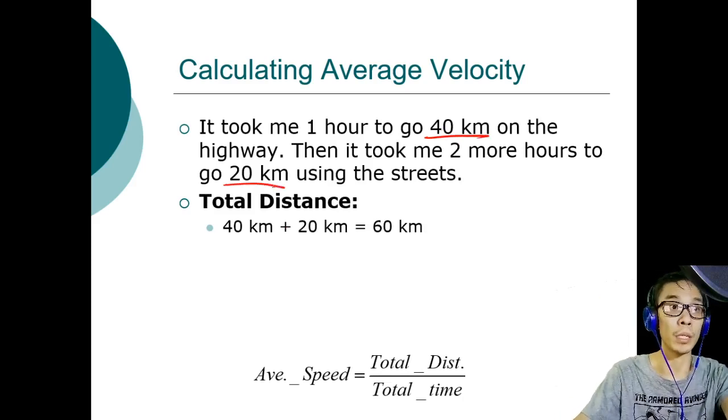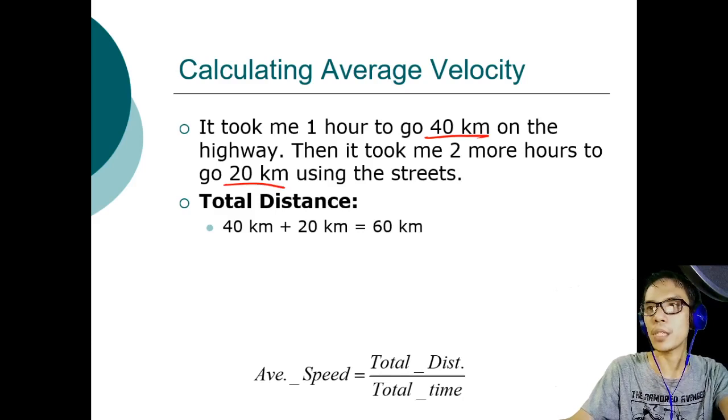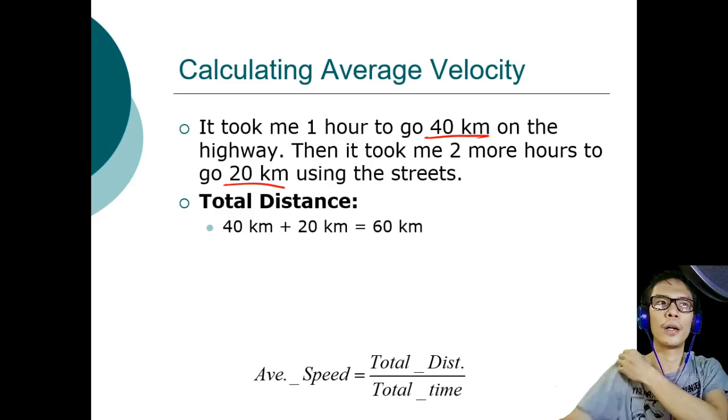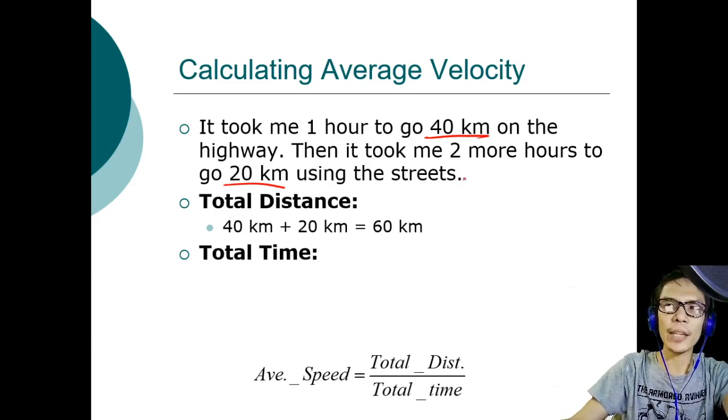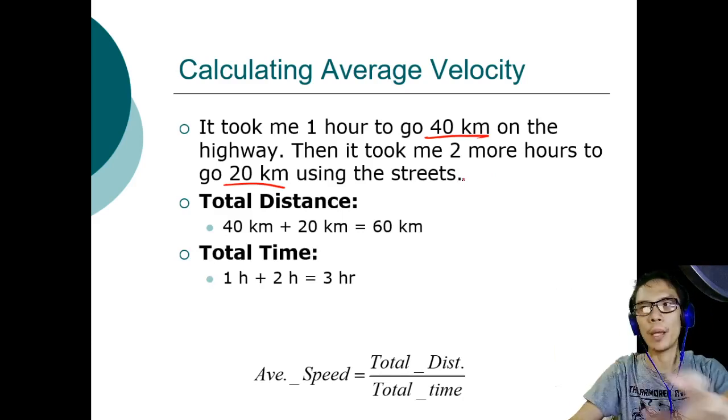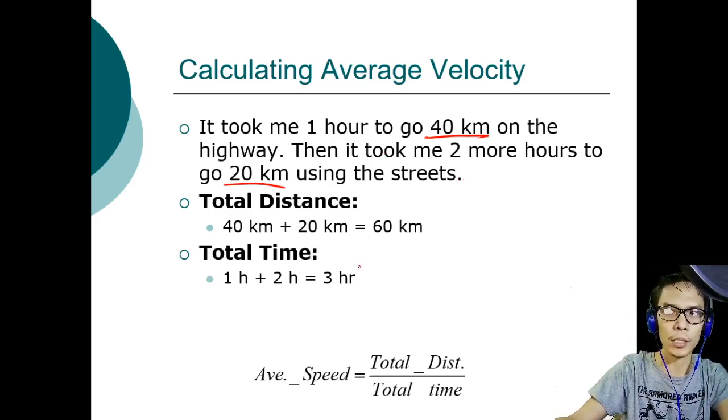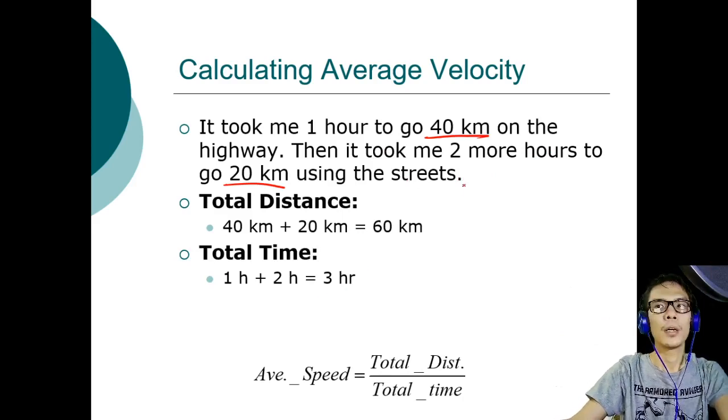So 40 plus 20, that will be 60. Alright? So that will be 60. So, okay, next one. The total time. Alright? So find the total time on this problem. So we have 1 hour, then 2 hours, then that will be 3 hours.